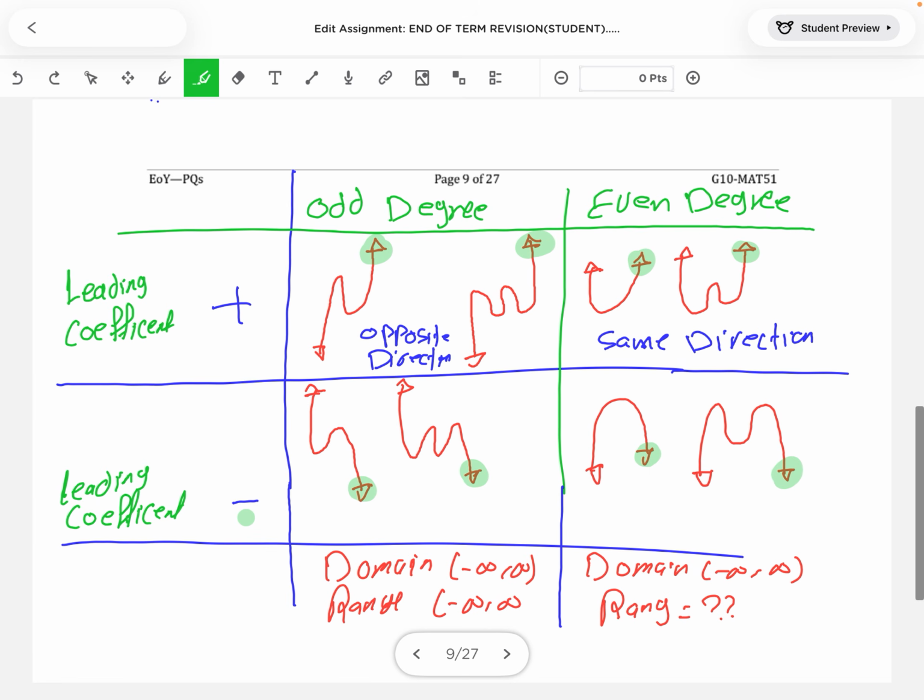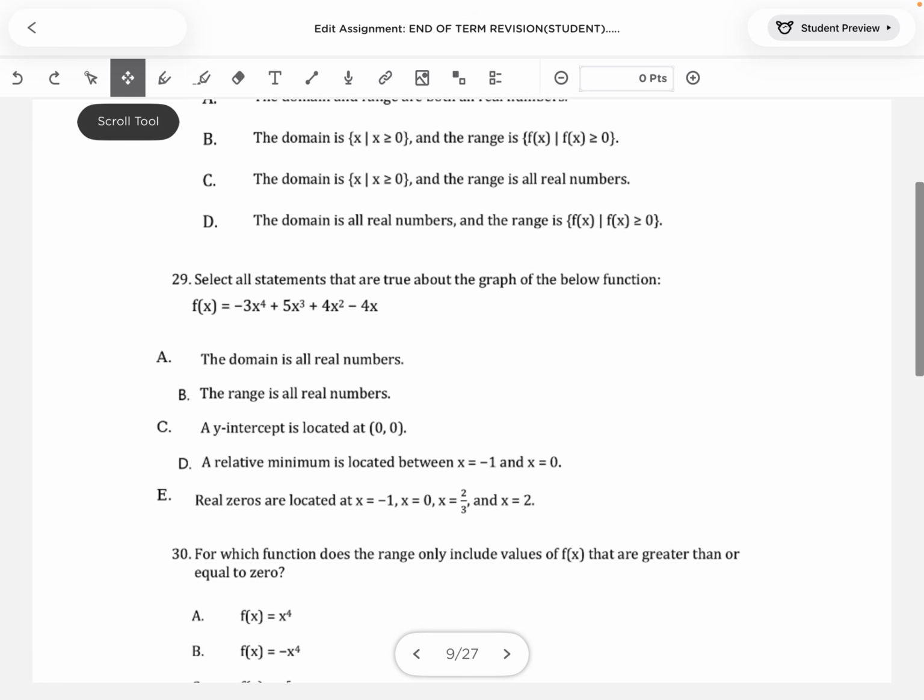For even, since they have the same direction, both will be either up or down. So these are the main ideas. Odd: opposite direction, up and down. Even: same direction. Leading coefficient positive, the right side up. Leading coefficient negative, the right side down. Done. Let us see the question.